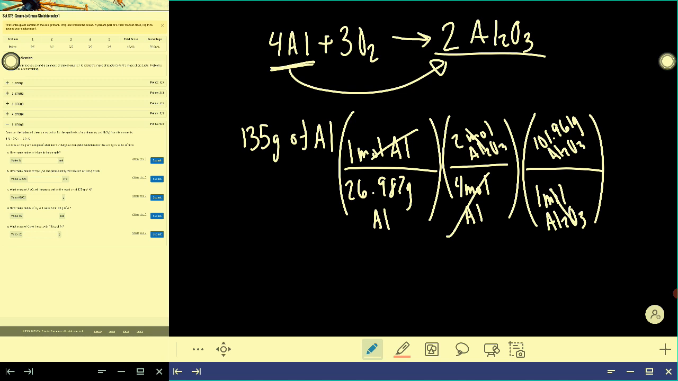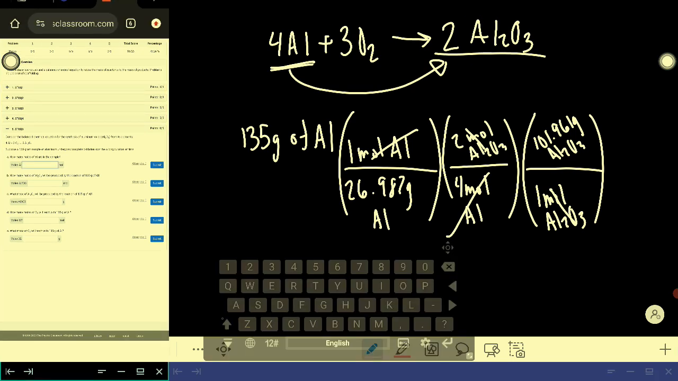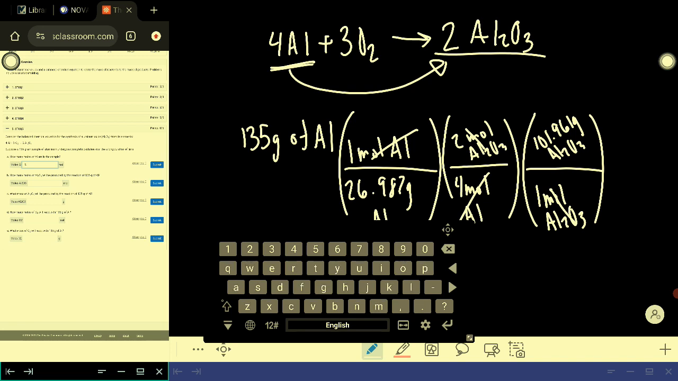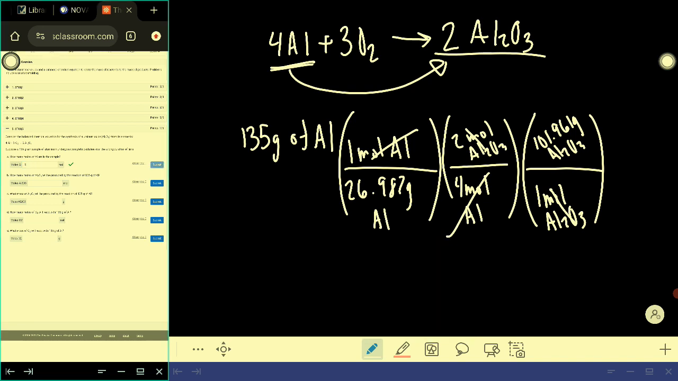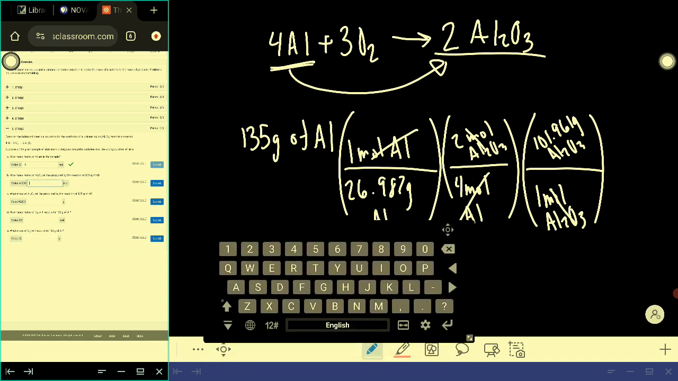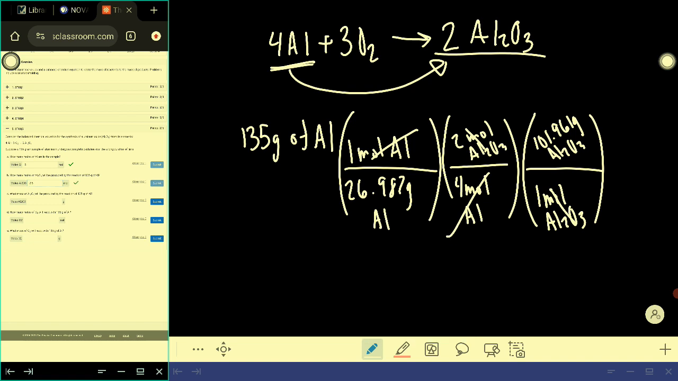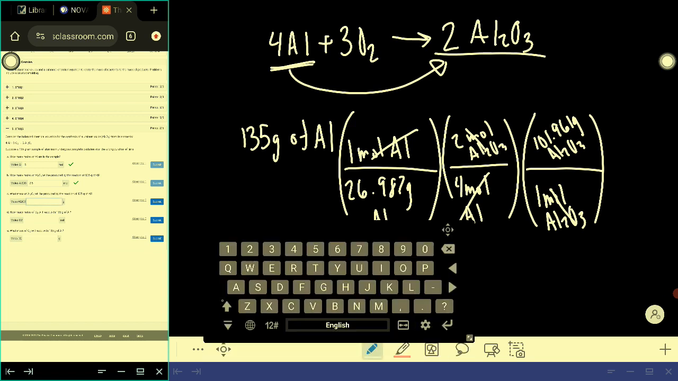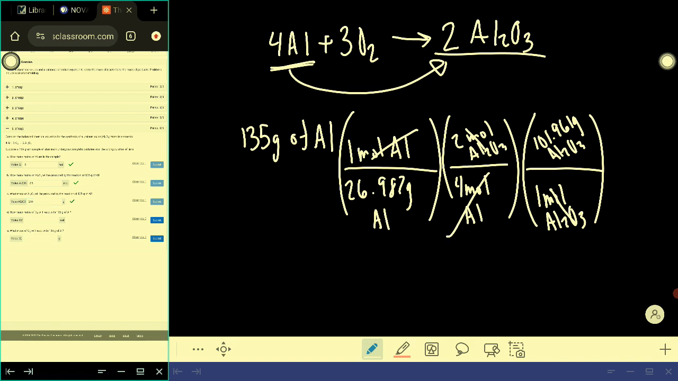Okay, so I'm going to plug these numbers in and get my numbers here. So 135 divided by 26.982. This one should be, with 3 sig figs, 5.00. All right, how many moles of aluminum oxide are produced? Now I'm going to take that times 2 divided by 4, and I'm going to get 2.50. Now I'm going to take that times 101.961, and I get a mass for my aluminum oxide of approximately 255 grams.